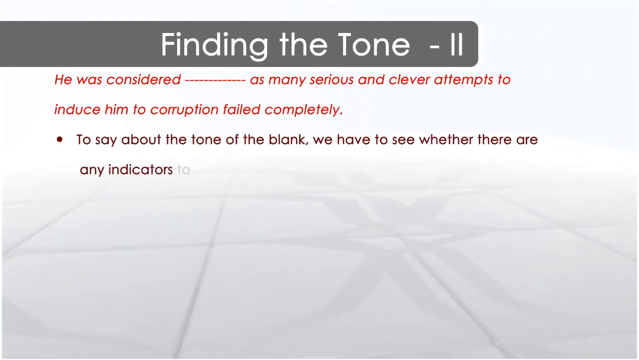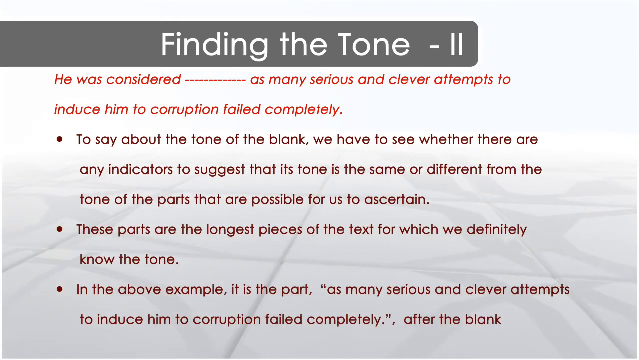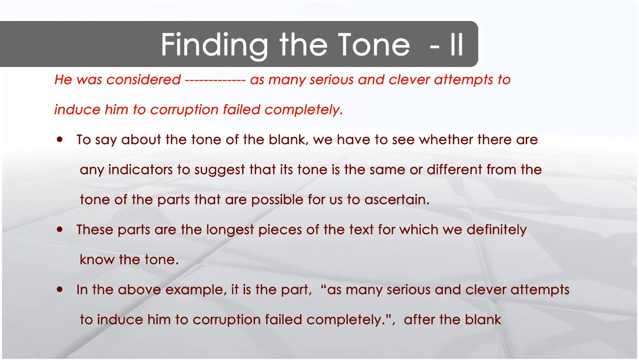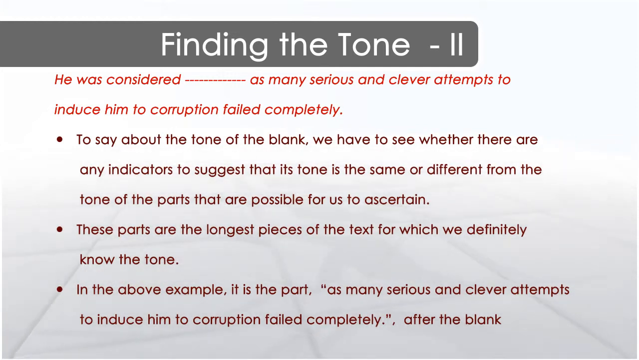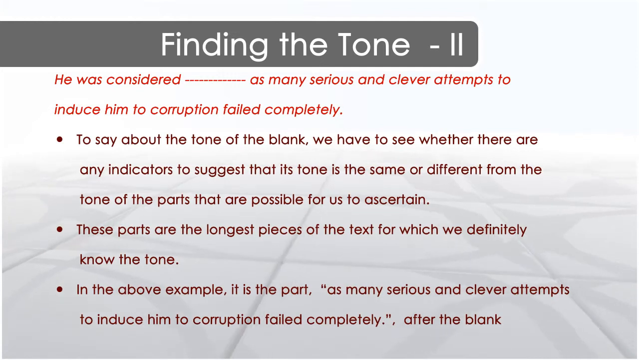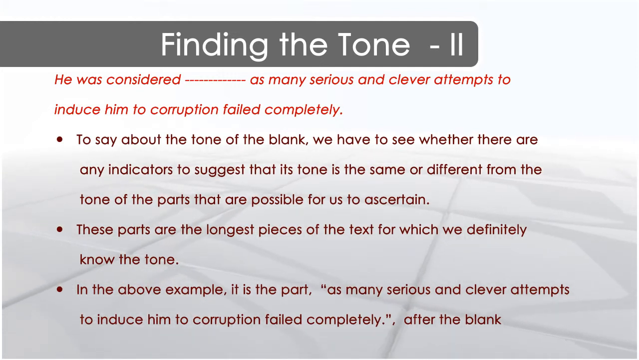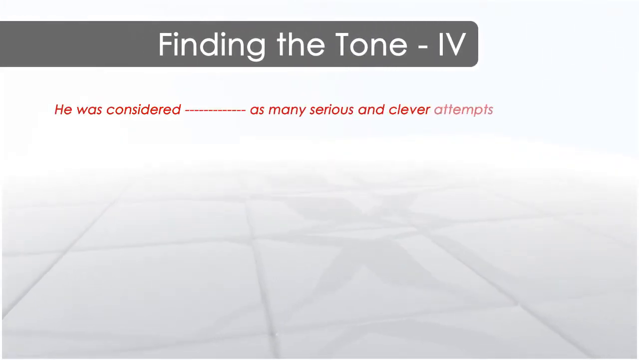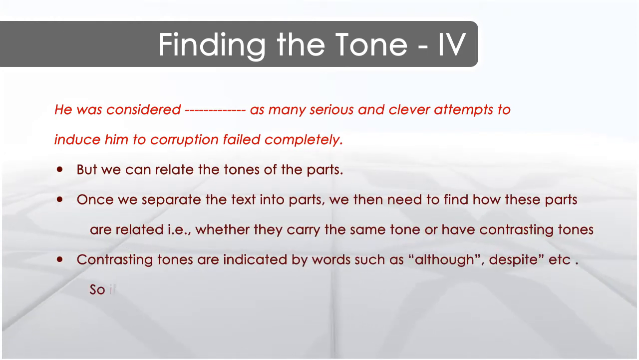To find the tone of the blank, we have to find out whether its tone is the same or different from that of the part related to it. These parts are chosen in a way that they are the longest pieces in the text for which we can definitely find out the tone. In our example, the part after the blank is one such piece of text. We can say that something positive is definitely said in the part after the blank.